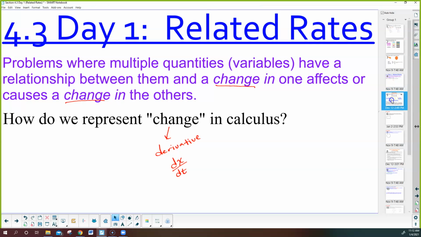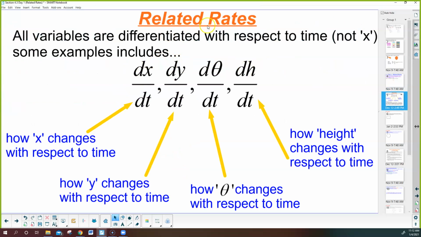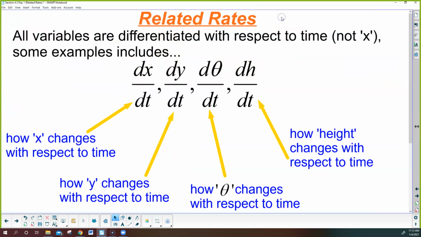All right, I don't want you to write this slide unless you really want to. This is just kind of the same thing. So all variables are differentiated with respect to time, not just x. All right, so here's a quick example. Let's say I have dx dt. What does that mean? Well, this is the change in x over the change in t, and x is going to represent something in our problem, and t is going to represent time. So if I have dx dt, it's how x changes with respect to time.